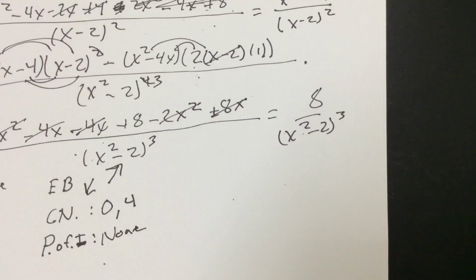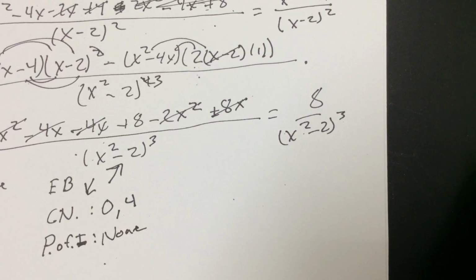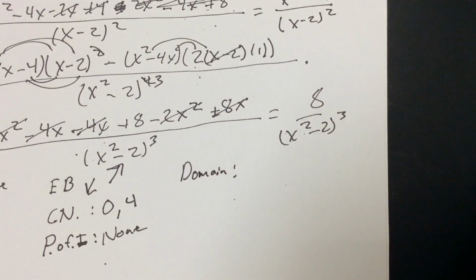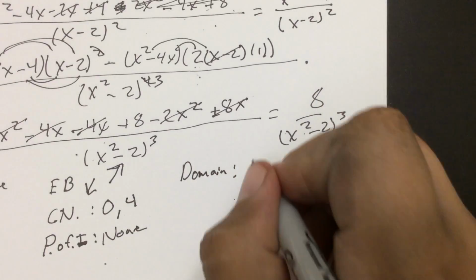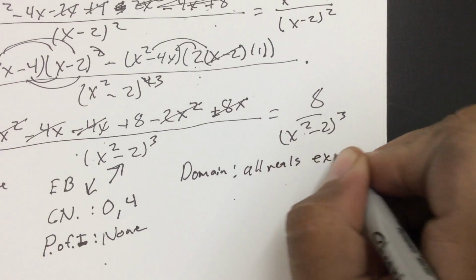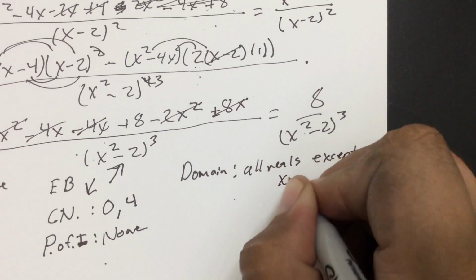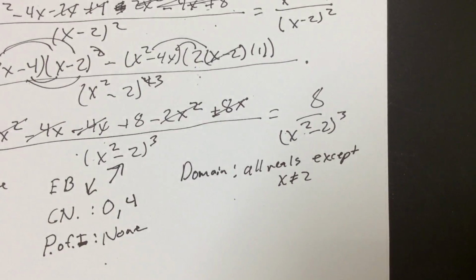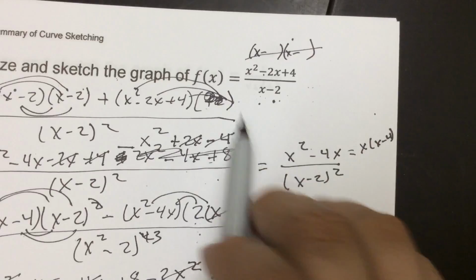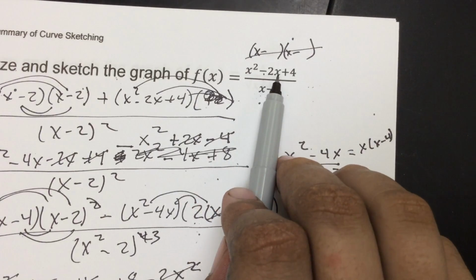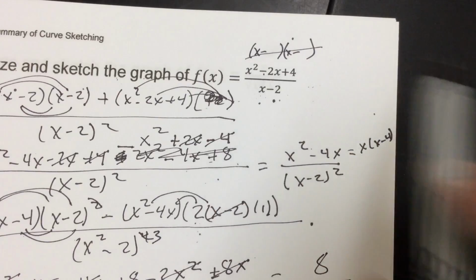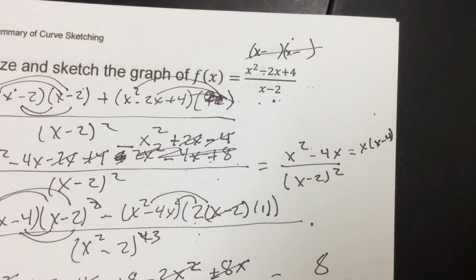So, symmetry, before that, domain will be everything but what makes the bottom 0, so all reals except x cannot equal 2. Symmetry, well, this one's even, but this one's odd. They either all have to be even or all have to be odd. So we're going to have none here for symmetry.